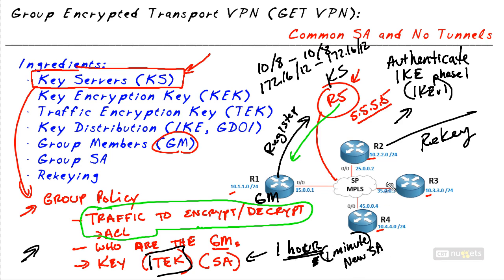And that would give us a little wiggle room between, for example, R2 and R3 that may be a few seconds off for their rekeying if we want to make sure that traffic that they're encrypting is still accepted. And that's what rekeying is all about.